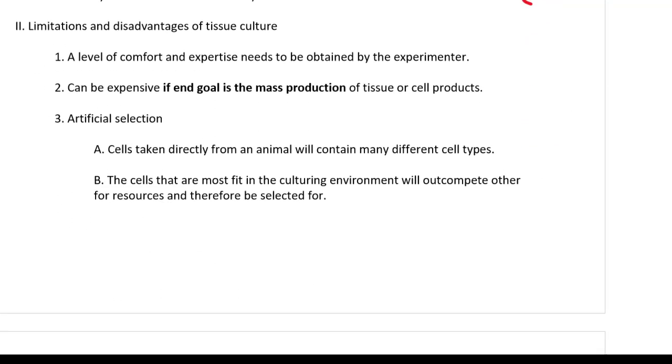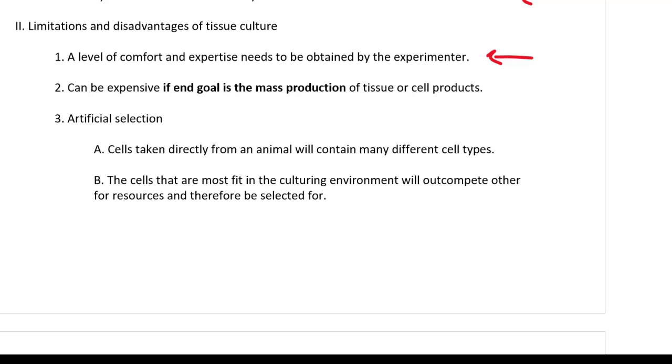So, limitations and disadvantages of tissue culture. A level of comfort and expertise needs to be obtained by the experimenter. And this was actually something that you guys would have been picking up if we had the lab on campus, but unfortunately that is not the case this semester. This is not a big hurdle. It is something that you learn very quickly. It's just one of those things that with a little bit of experience doing it, you pick it up.